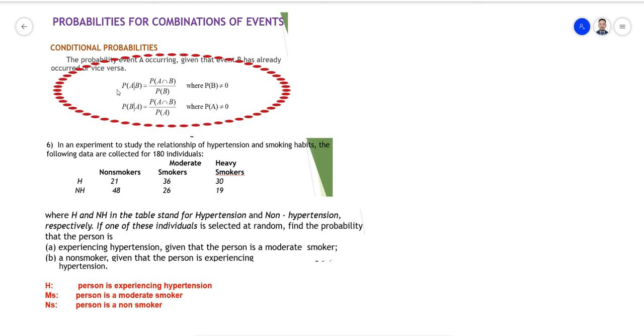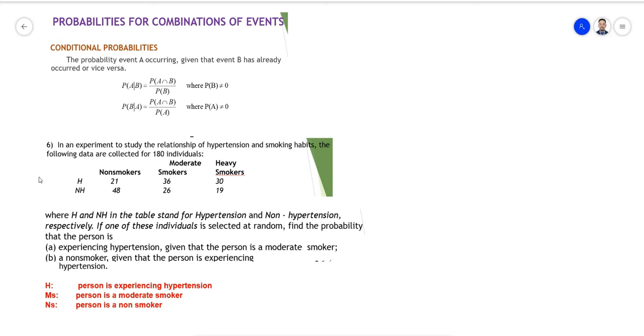We have here the conditional probabilities formula. First, it is read as A given B. A given B is equal to the probability of the intersection of A and B over the probability of event B, where the probability of event B is not equal to 0. The second one is read as the probability of B given A, which is equal to the probability of the intersection of A and B all over the probability of event A, where the probability of event A is not equal to 0.